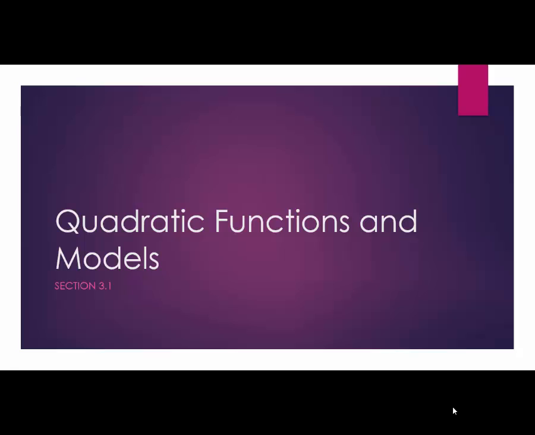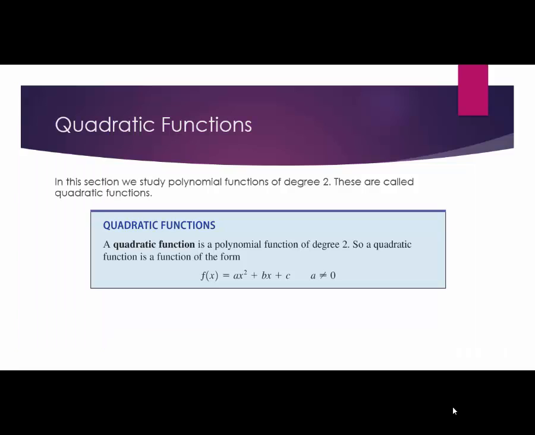This video covers section 3.1, quadratic functions and models. A quadratic function is a polynomial function of degree 2, so the form is given below: f of x equals ax squared plus bx plus c. A, of course, can't be 0, or we'll wipe out that x squared term and it will be a linear function instead.